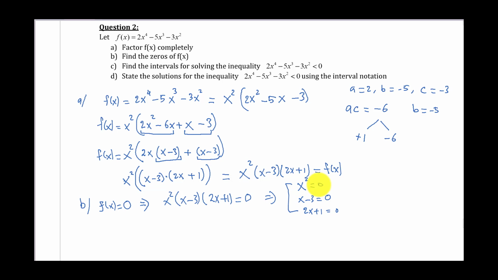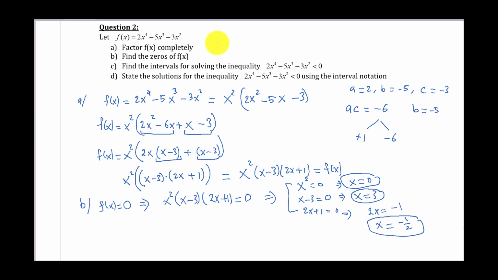The first one, x squared equals 0, tells me x is 0. For x minus 3 equals 0, adding 3 to both sides, I get x equals 3. Now for this one, I can move 1 to the right-hand side first, so I have 2x equals minus 1, and dividing both sides by 2, I have x equals minus 1/2. So 0, 3, and minus 1/2 are the zeros of this function f of x.